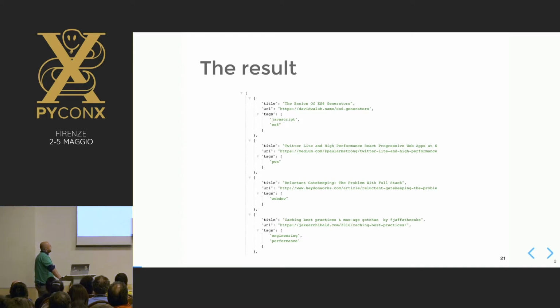Of course, the result of doing this will be this JSON array with JSON objects. And that tags is a many-to-many relationship with the tag model.